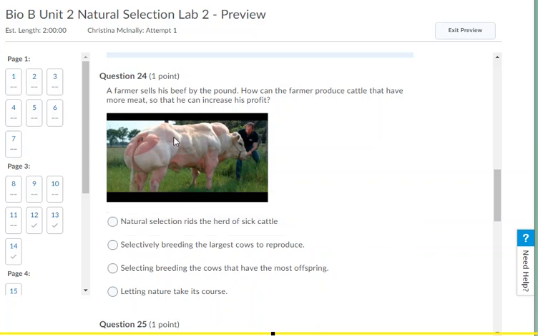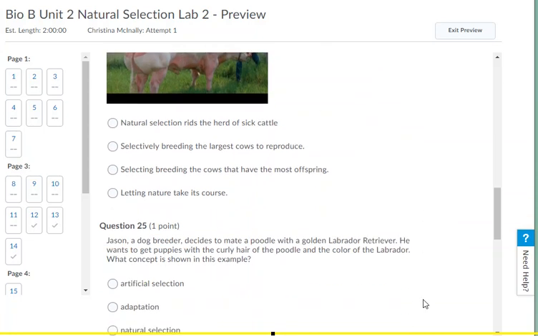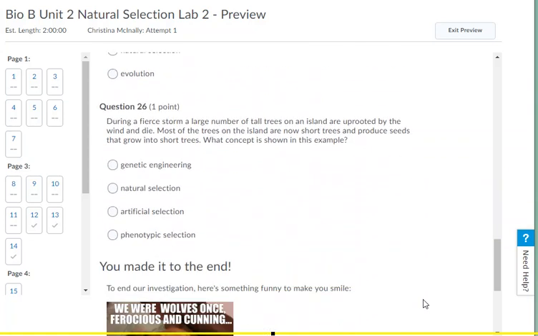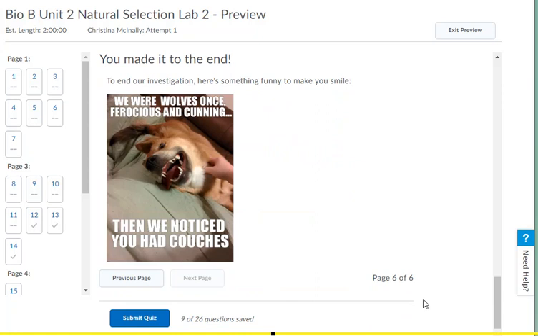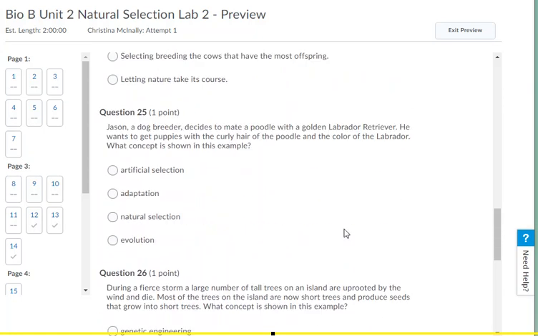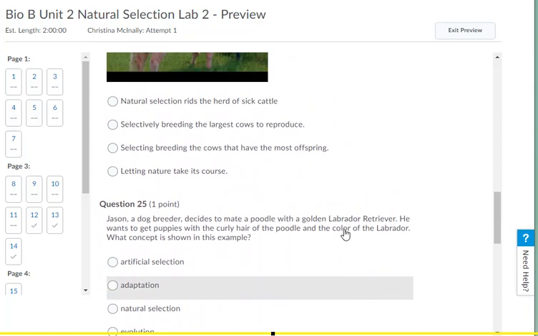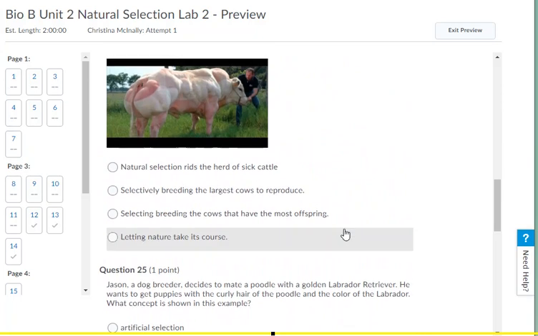I love this picture of this cow. It just kills me. All right, and then the rest of these are just about natural selection. Do you have any questions on these last group of questions?